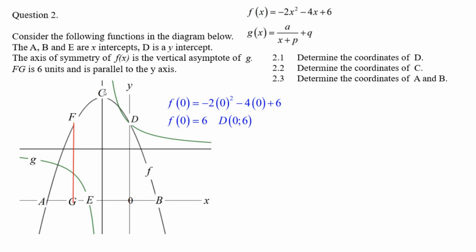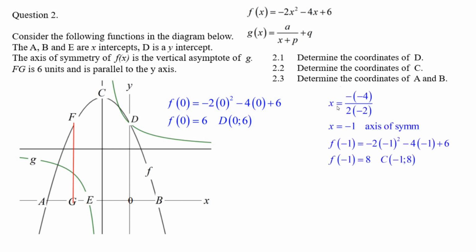Now the coordinates of C, that's the turning point of the parabola. So what are we going to do? We've got to figure out what the axis of symmetry is. Oh, wasn't it that minus b over 2a? That's the axis of symmetry. And in fact, that's what we do.